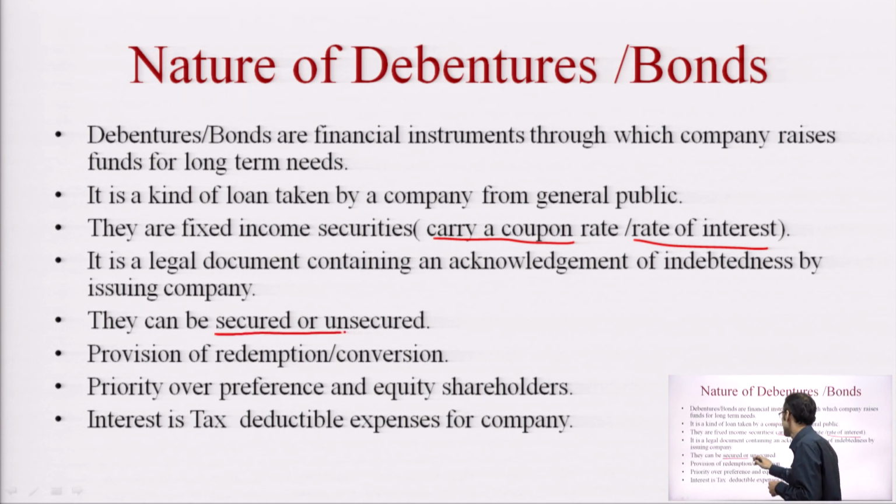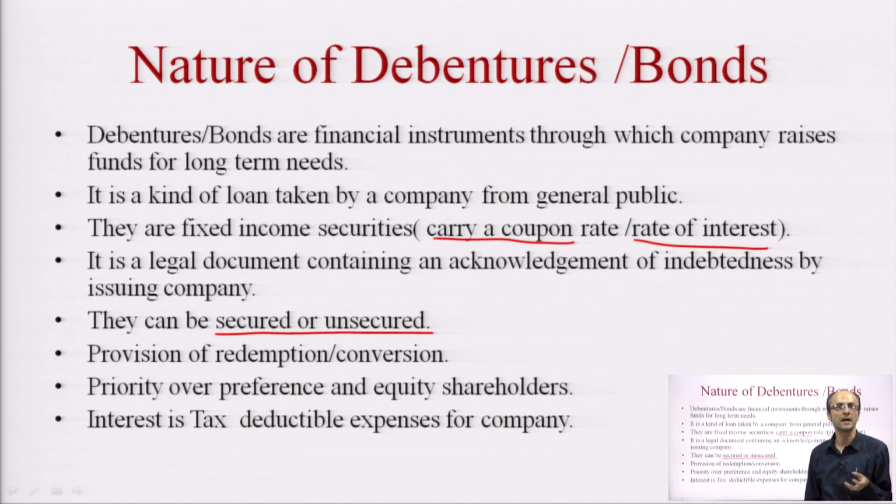The next point is that they can be secured or unsecured. This is a very interesting point with regard to the features of bonds and debentures. What does secured mean here? It means that if a company is issuing a secured bond or debenture, it has a charge on a specific fixed asset. In case the company goes into liquidation, the bondholder will have a claim on those assets on which the company has put a charge.